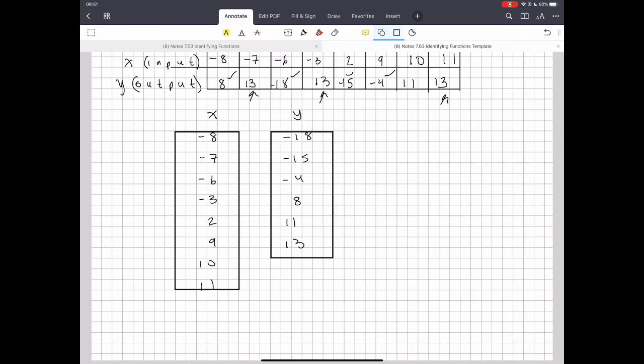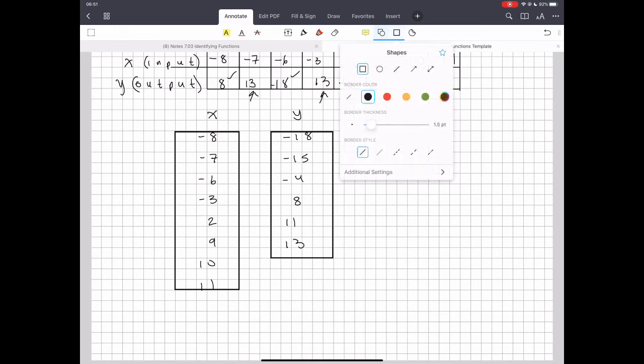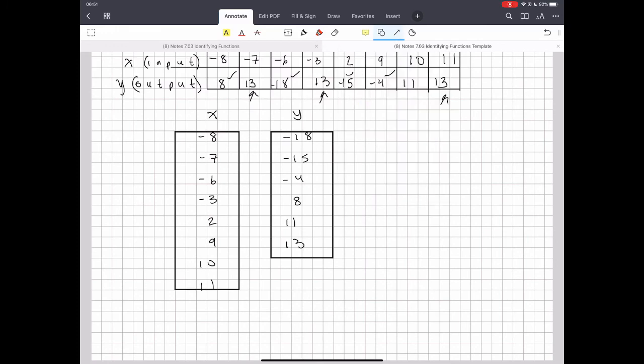So there's my mapping diagram, and now we'll finish it off by connecting the arrows. So -8 matches to 8, -7 to 13, -6 to -18. So far so good. Each input has one unique output. The -3 to 13.